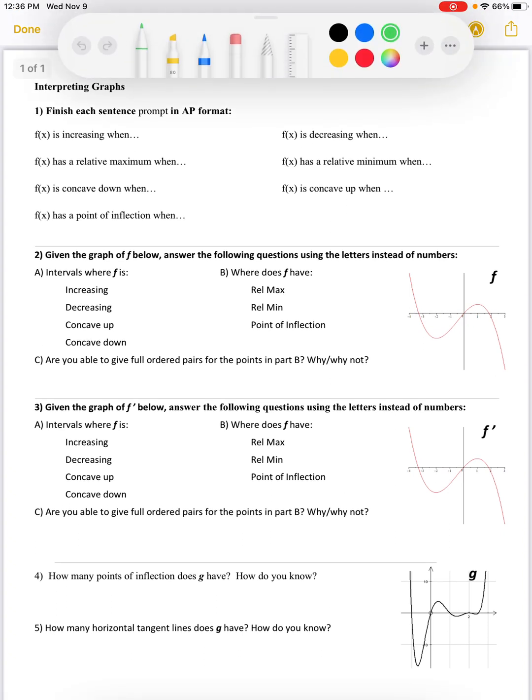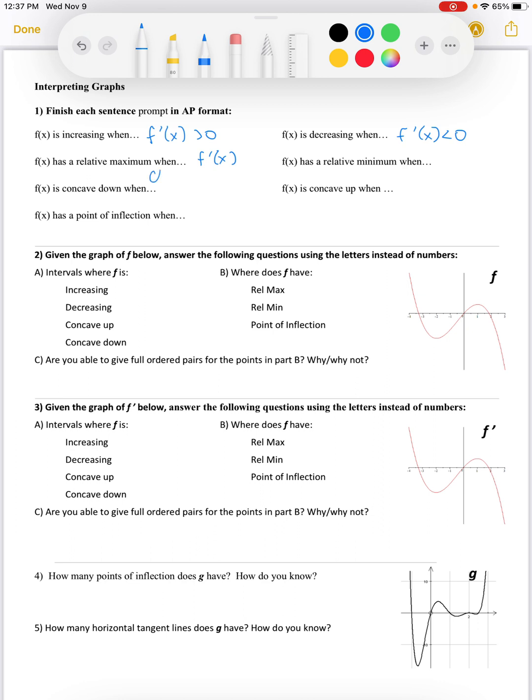All right, in this video, we're going to go through our AP style rating for our interpreting graphs. So when we are increasing, we know that our derivative, f prime of x, is greater than 0. When we are decreasing, f prime of x is less than 0. When we have a relative maximum, f prime of x is going to change.